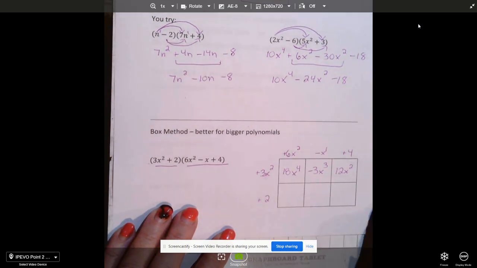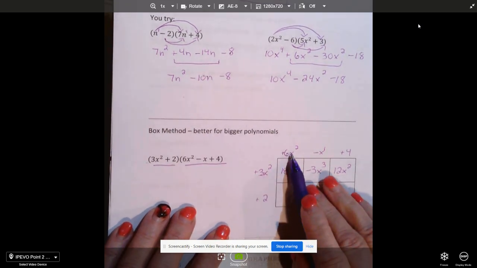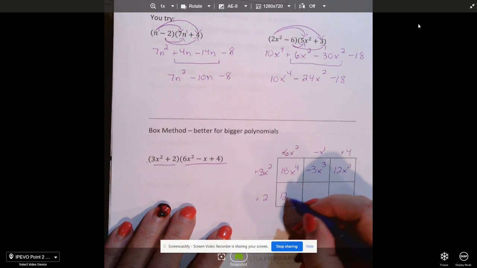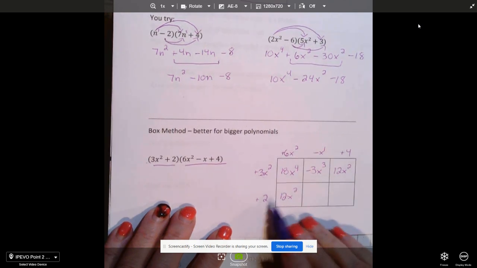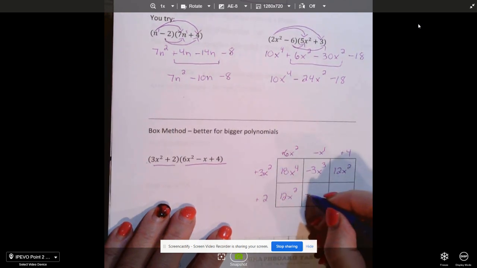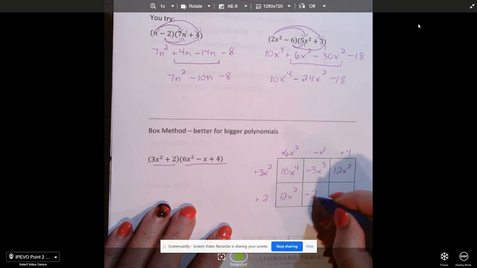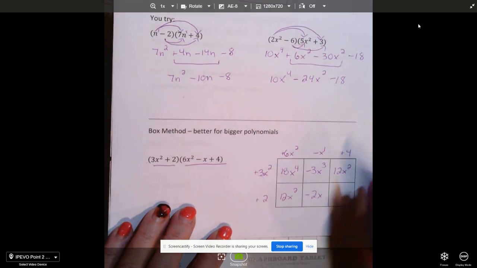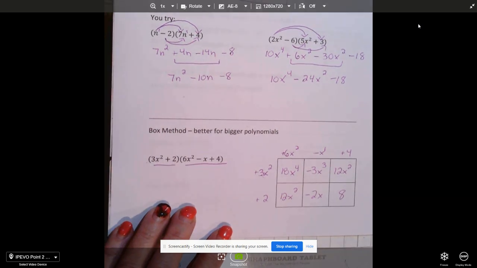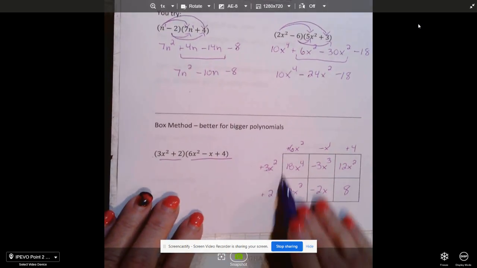Now I'm going to go down and do the bottom row. 6x squared times 2 will give me 12x squared. 2 times a negative x will give me -2x. And 2 times 4 will give me 8. Now you just have to look for all of your like terms. I'm going to start with the highest exponent.